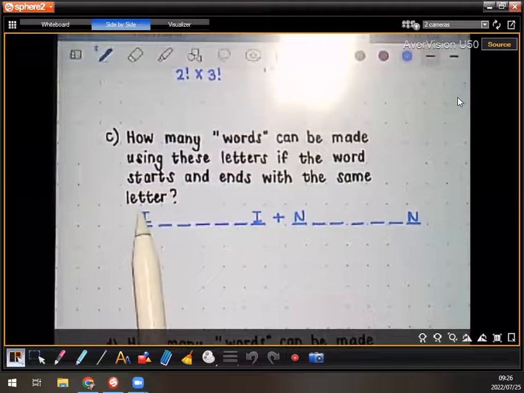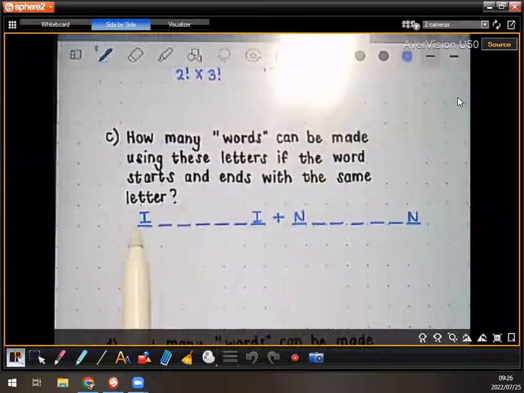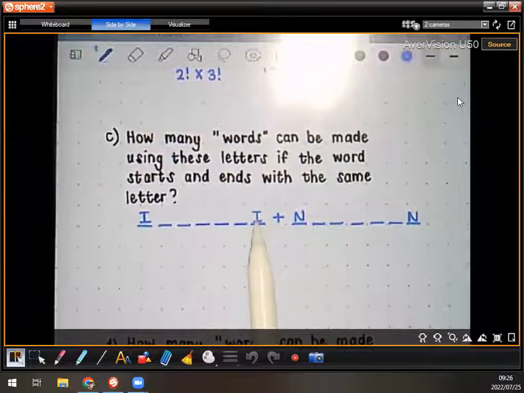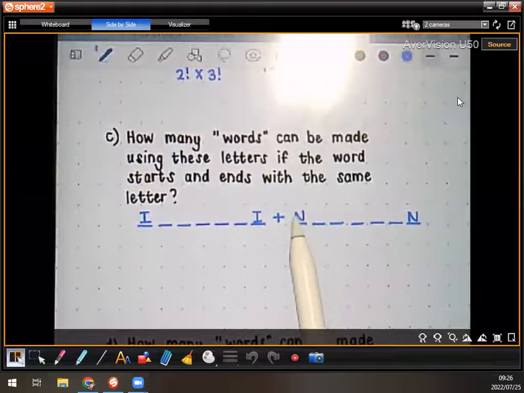Now guys, so these 2 are fixed, right? So how many options are there for the first slot here? 1. And for this one, also 1, right? It's the same letter. Same thing here. How many options for this end? Also 1. And for that one, also 1. Okay. But how many letters are now in between?